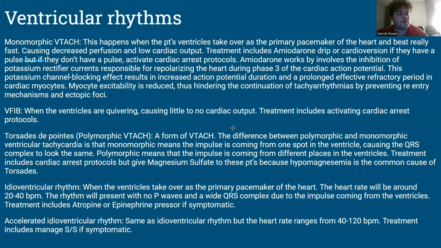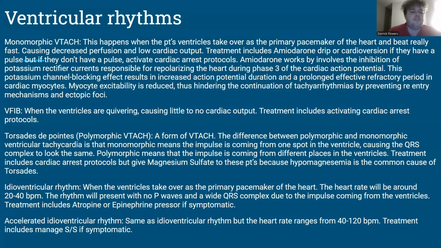I have monomorphic VTAC, VFib, torsades, idioventricular, and accelerated idioventricular. Monomorphic VTAC. This is when the patient's ventricles take over the primary pacemaker of the heart and they beat really fast, causing decreased perfusion and low cardiac output. Treatment includes amiodarone drip or cardioversion if they have a pulse. But if they don't have a pulse, activate cardiac arrest protocols, meaning CPR, BVM, all that good stuff. You know how cardiac arrest works.